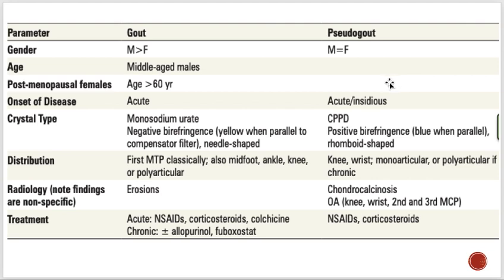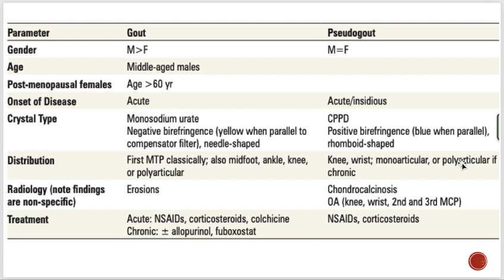The good thing about pseudogout is it starts slowly and is a self-limited type of condition, and most of the time it affects old age people. It is also associated with hypothyroidism, diabetes mellitus and things like this. It affects the knees, wrists, and could be polyarticular, affecting the hips, shoulders, and things like this.